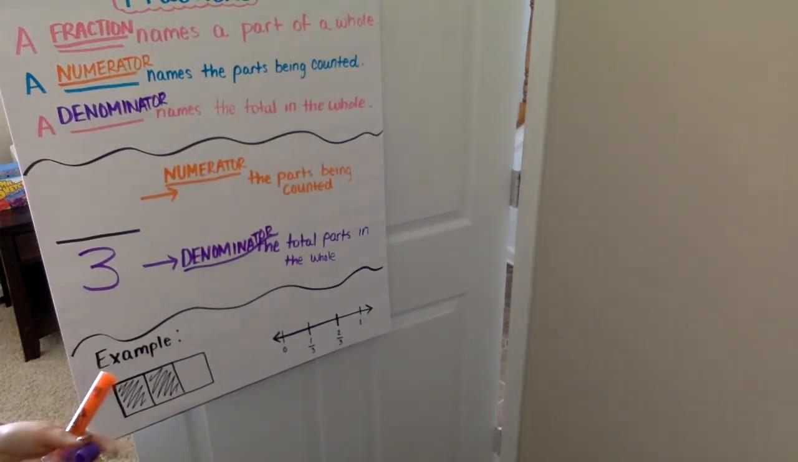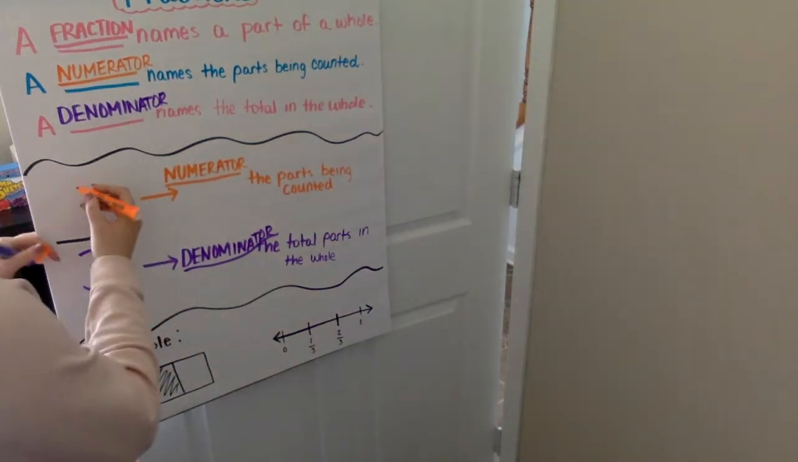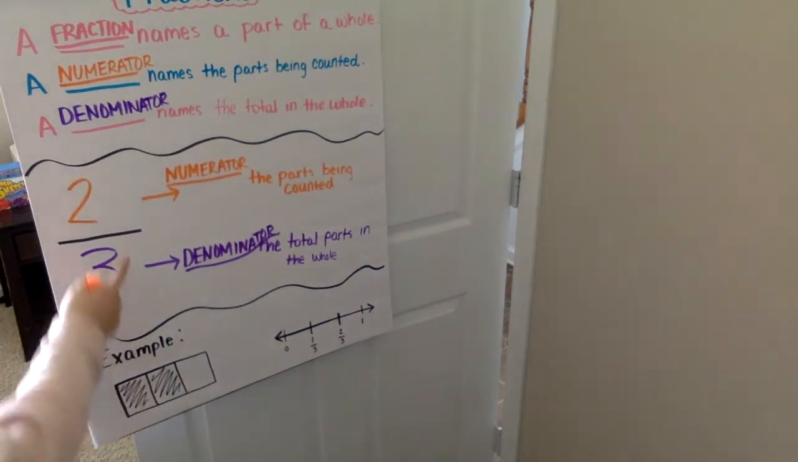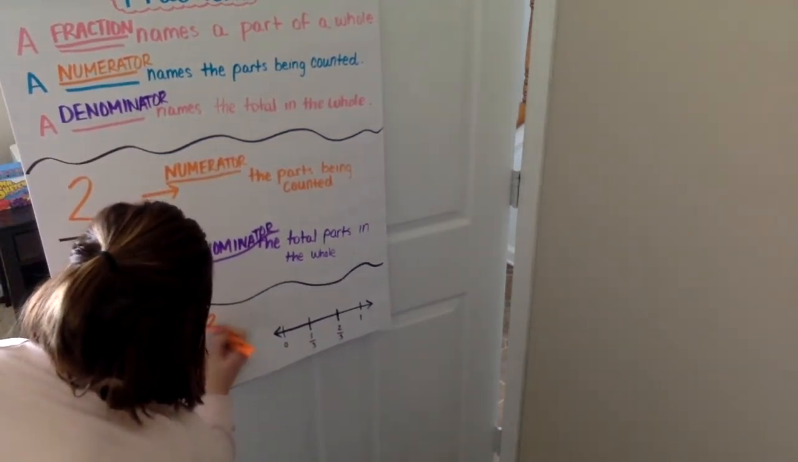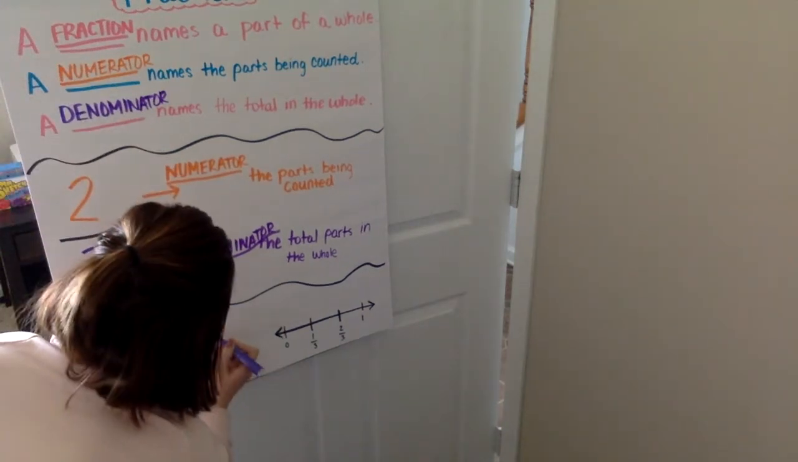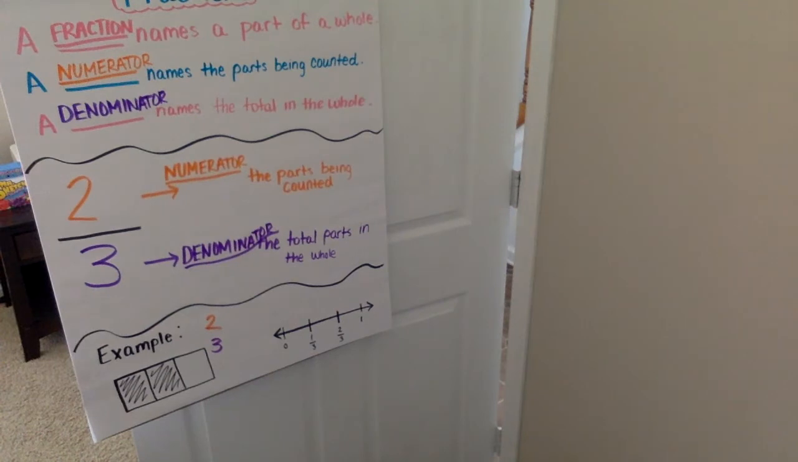All right, my numerator is the parts being counted. How many parts are shaded in, or how many parts are being counted? Got it in your head? Did you say it out loud? 2. 2 parts are being counted. So my numerator would be 2. Now, how would we say this fraction as a whole fraction? Good. Some of you are saying 2/3, or 2 out of 3, or 2 over 3. Okay, 2/3. So when I look down here at my example, this picture represents 2 parts being counted out of 3 parts all together. Okay, 2/3.